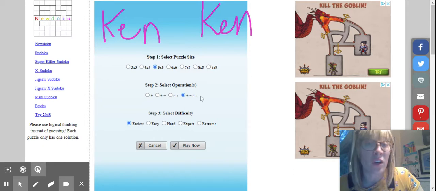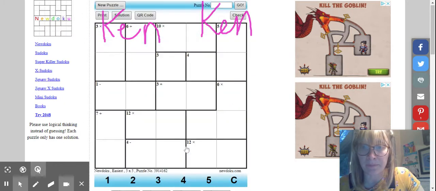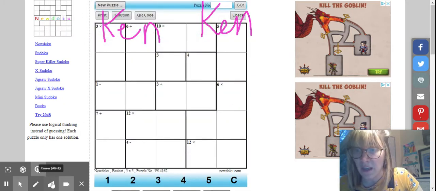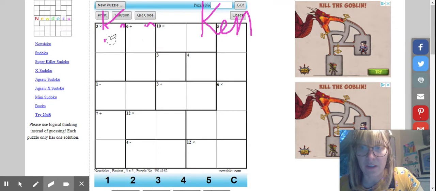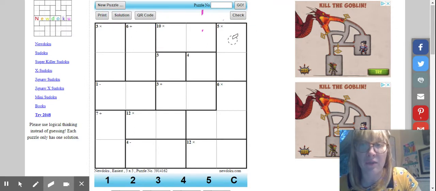I'm going to choose to have all of the operations. I think it's more fun that way. I'm going to keep it on the easiest for now, but in the future, you can ramp up the challenge level with difficulty. So we're going to play. And then we're going to see, let's get rid of all this. We're going to see here that we have a 5 by 5 grid.